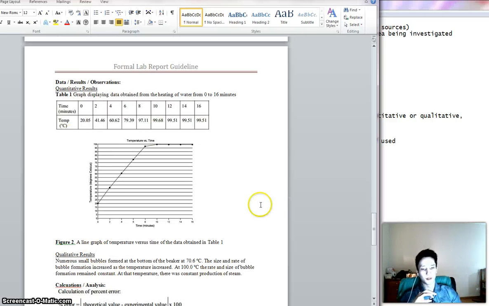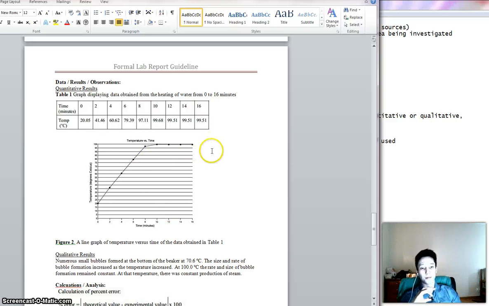So for example, this formal lab report has a quantitative results section and a qualitative results section. It makes it easier for the reader and much more organized for you. Now, I think for period two, I might have said you're required to do a graph. No, you're not required to do a graph.